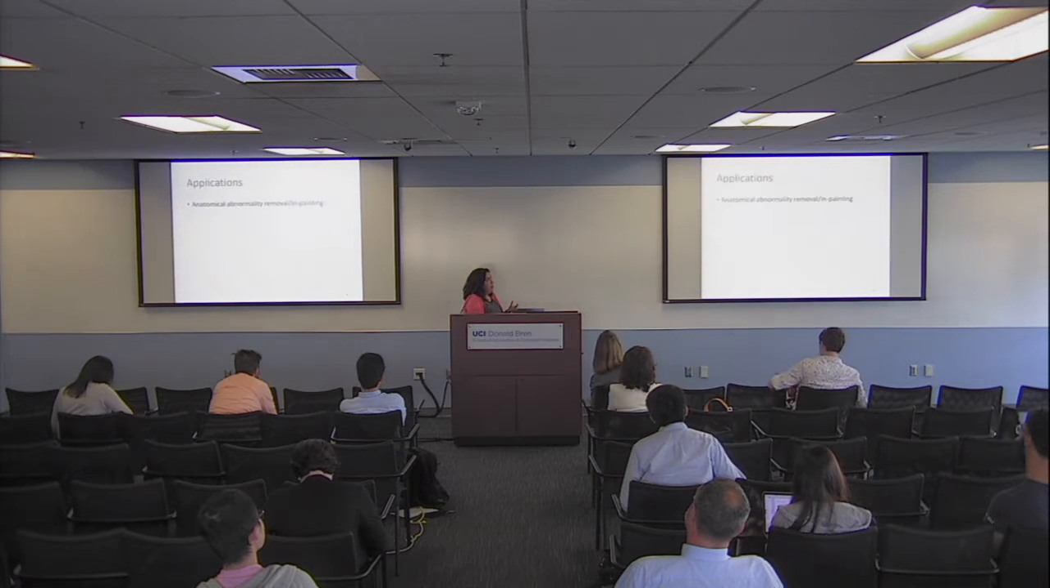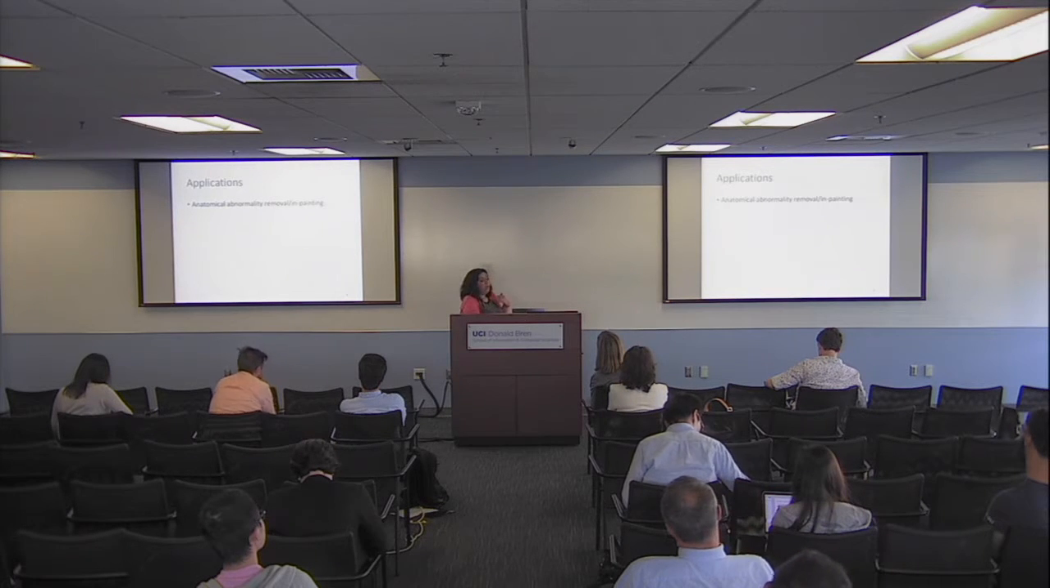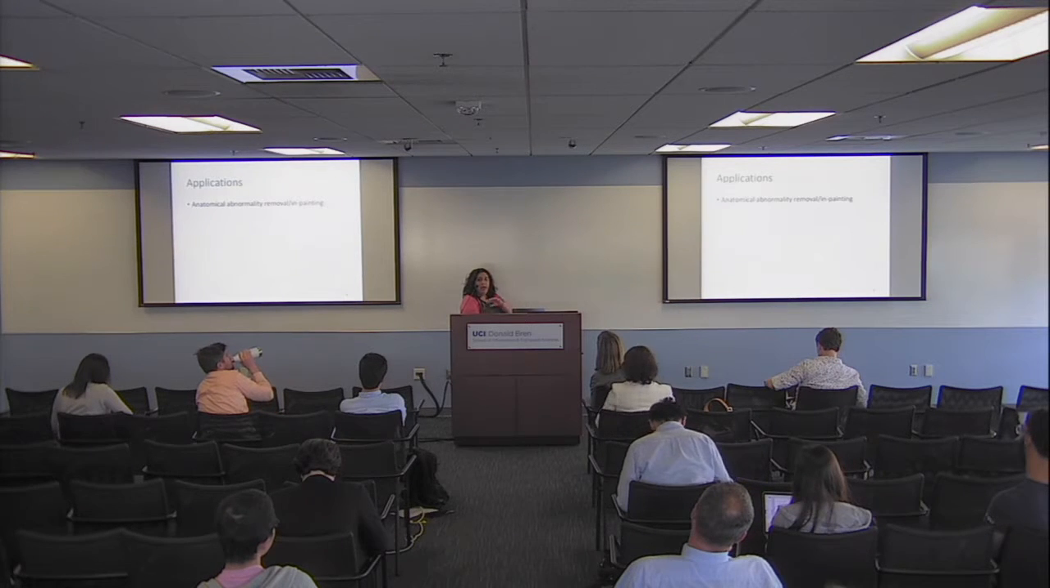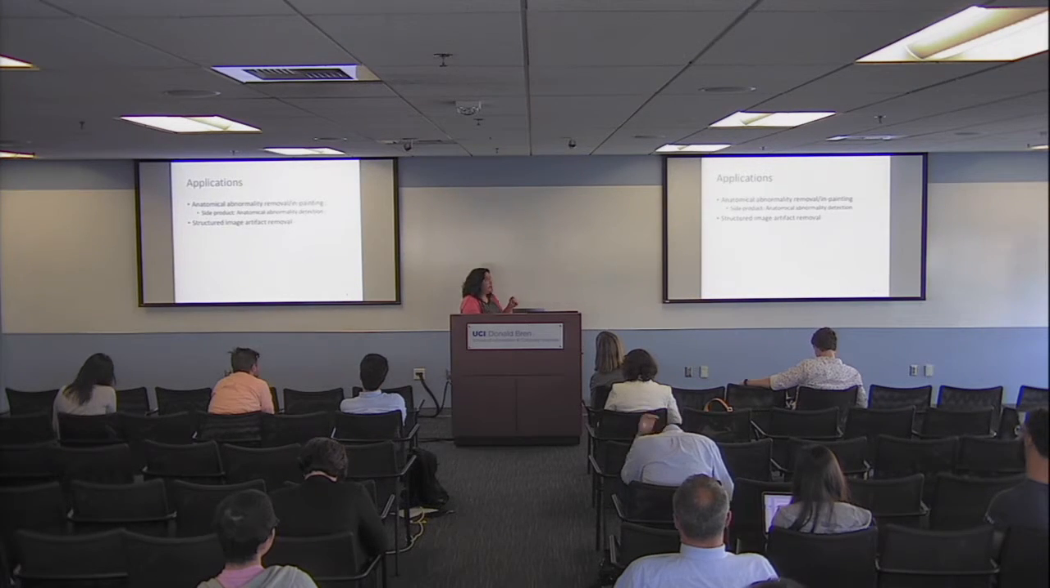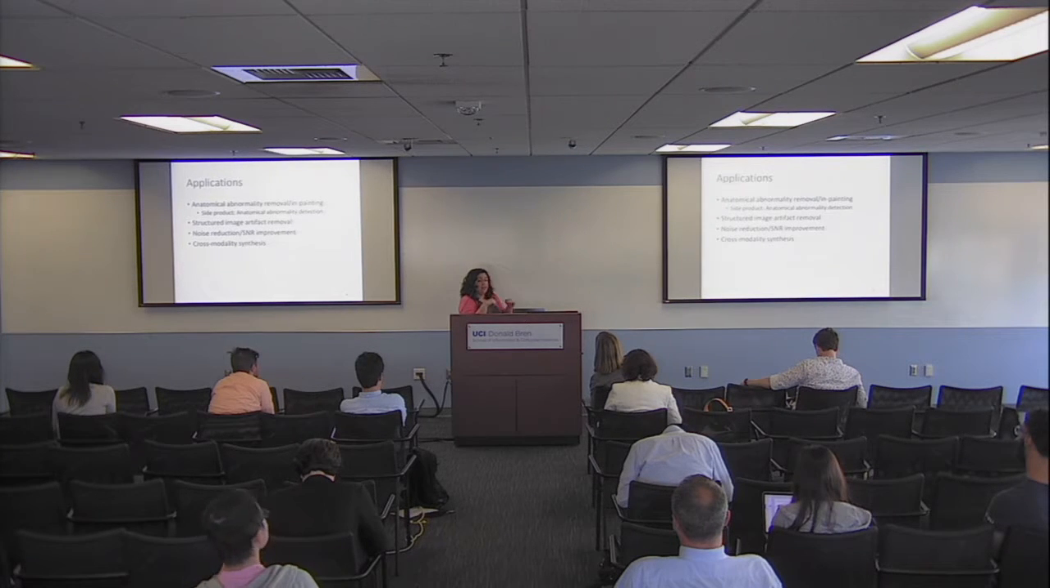But here are some applications where this is of interest. For example, if I have an anatomical abnormality which I would like to remove, I can do this by having my atlases be healthy brains that don't have this abnormality, and I can impose that non-abnormality characteristic onto my image. As a side product of this, I can actually detect the abnormality. I can do image artifact removal, like structured cortical ringing kinds of artifacts. I can do noise reduction or SNR improvement. I can do cross-modality synthesis. For example, if all my atlases are T1 weighted images, but my target image is T2, I can come up with the T1 version of that T2 image by using this.